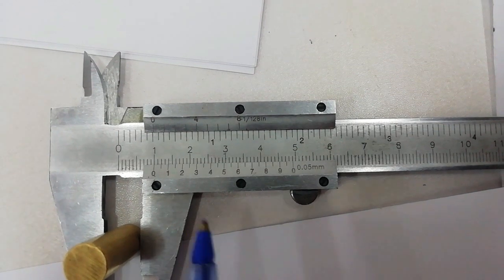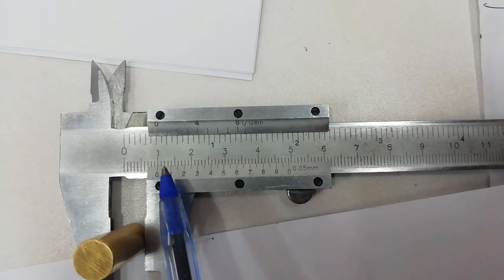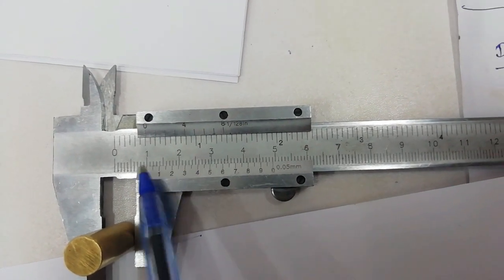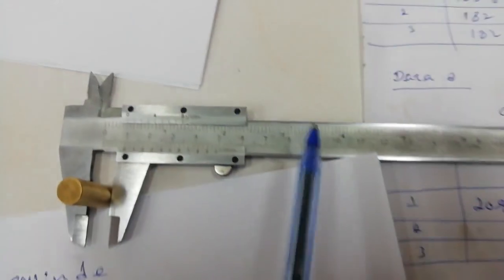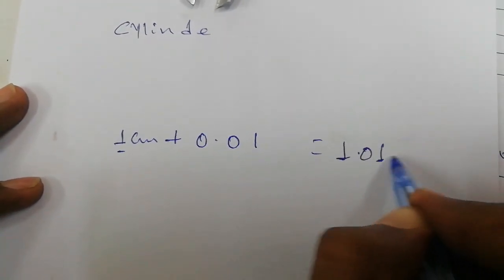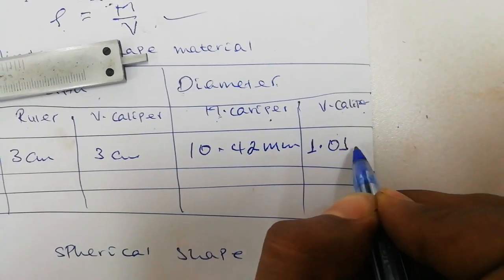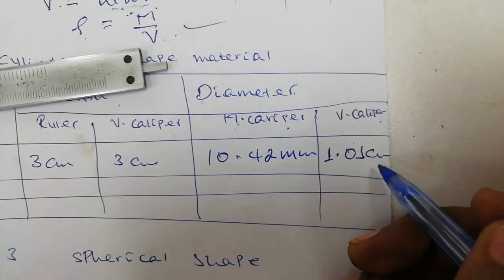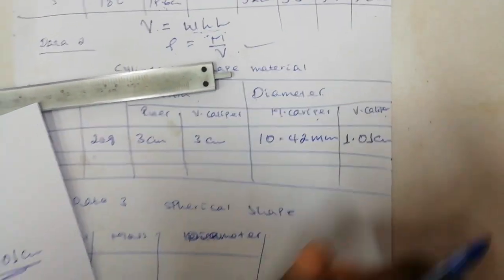So from this, 0 comes between 1 and 1.1. So this is 1. From this number, the line that overlaps is under 1. So we take 1 plus 0.01, which equals 1.01 centimeter. You can change it to millimeter, around 10.1 millimeter.